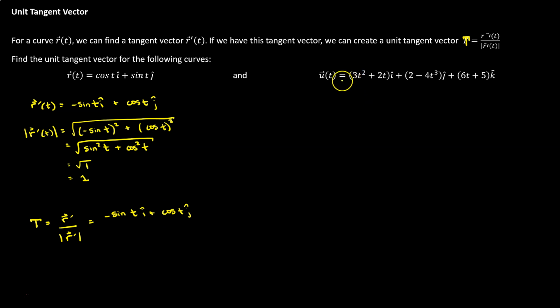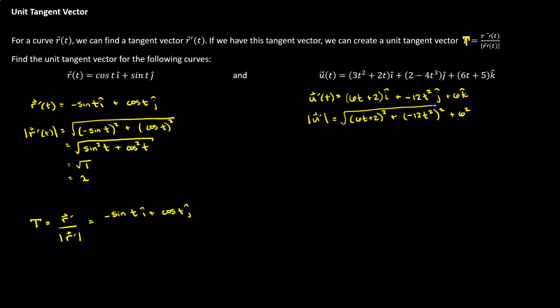Let's try another example here. This time we're looking at u of t. So to generate this unit tangent, we do need to calculate u prime. Then I need to calculate the magnitude of u prime, taking each component, squaring it, and then adding them up. Multiplying out my binomial squared using our pattern.